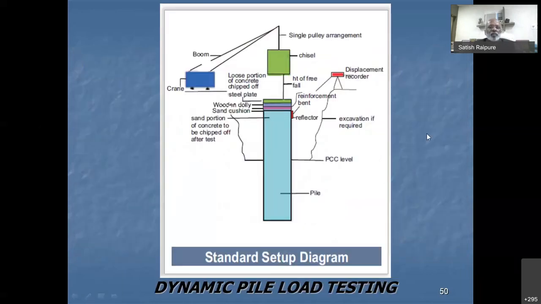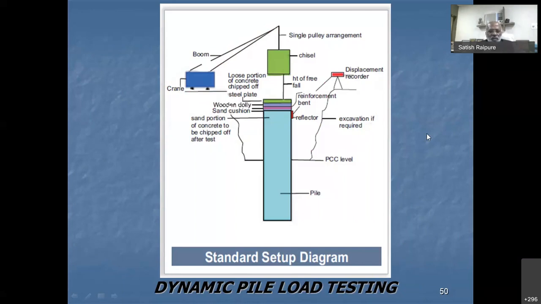On the under-reamed piles, it's very difficult to judge the load which it will carry. That's why this dynamic pile load testing is performed once the pile is casted. This is a very simple method, and this will give you a fair idea about the load carrying capacity of the pile.